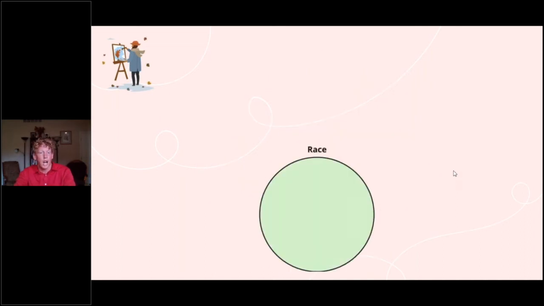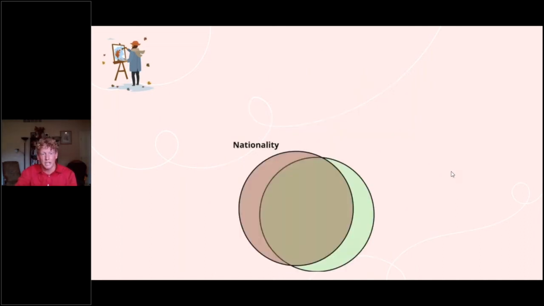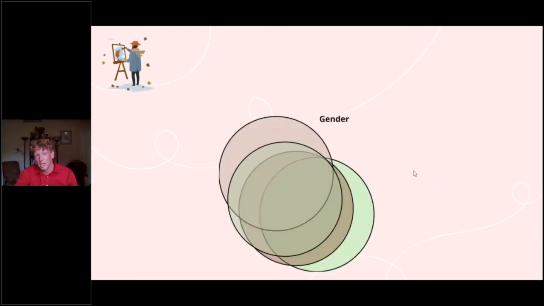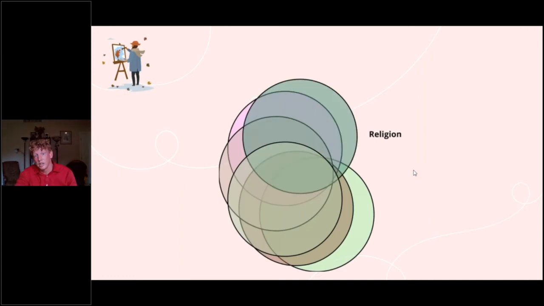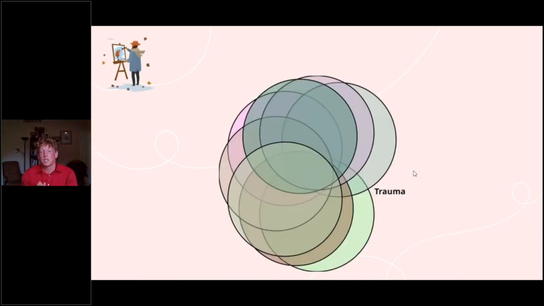Some of those are things like race or nationality. Other things which characterize your students and which might influence the way in which they interact with your classroom are things like their socioeconomic status, their gender or orientation, their religion, whether or not they have a disability or not, whether or not they've experienced trauma. All of those things are characteristics which are relevant to understanding your students deeply.